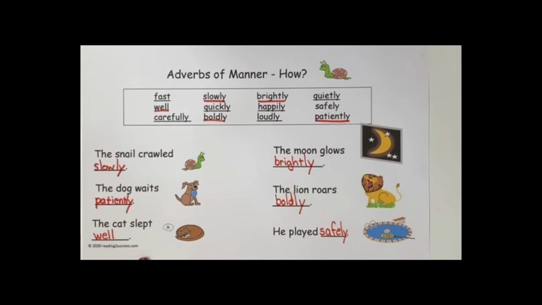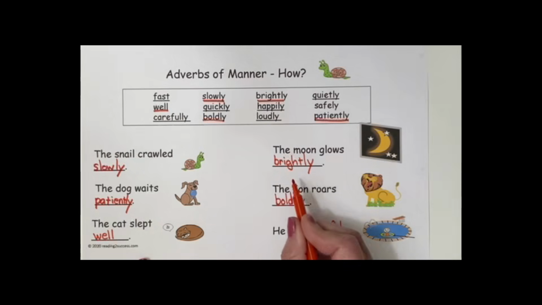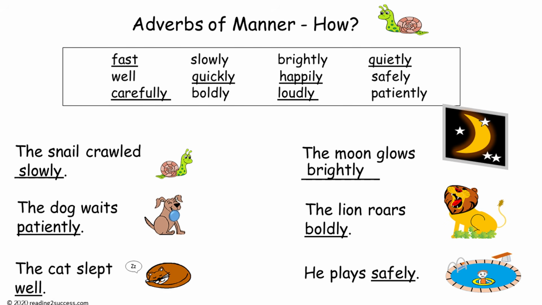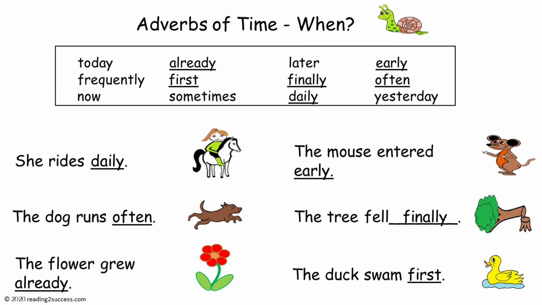So our adverbs are slowly, patiently, well, brightly, boldly, and safely. And this is the completed example. And now have kids practice the adverbs of time. When, as in when did the snail crawl? This is a template for the student practice page and used in the demonstration lesson.